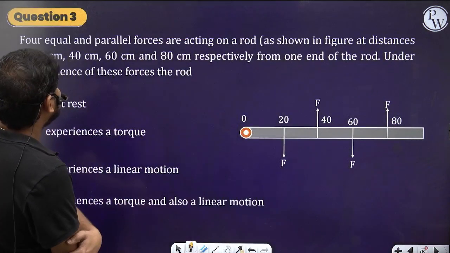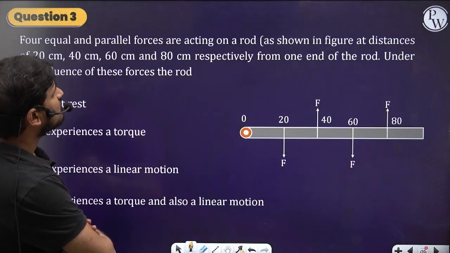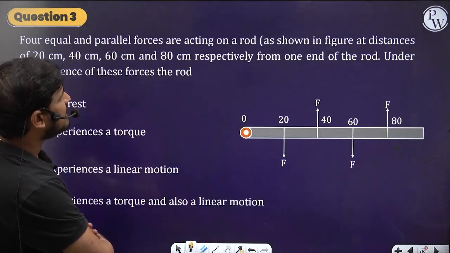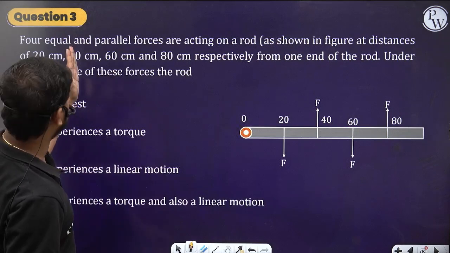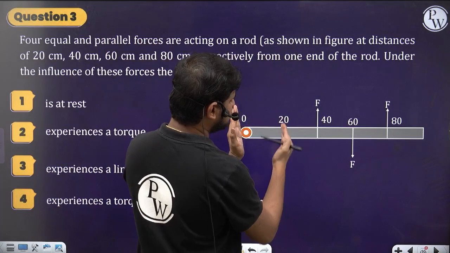Four equal and parallel forces are acting on a rod as shown in the figure at distances 20 centimeters, 40 centimeters, 60, 80. So about this point here, at 20 centimeters, one force is acting.